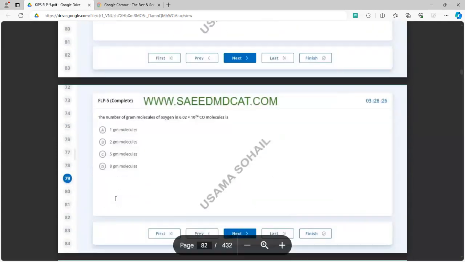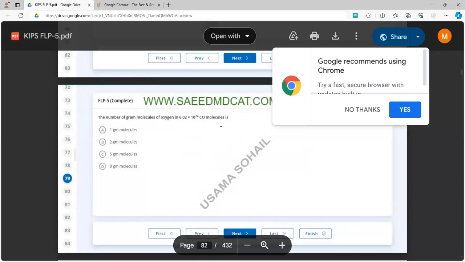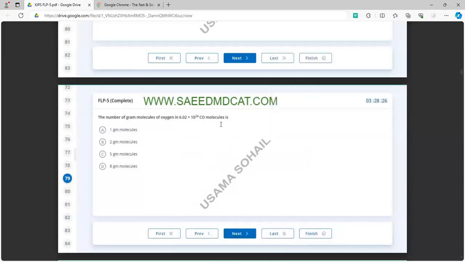Now, in question number 79, you know that to calculate the number of atoms in a molecule, we multiply the number of moles by 6 times 10 power 23. Over here they've written 6 times 10 power 24. This means that there are 10 extra molecules of carbon monoxide. When we divide it by its respective Mr, the answer will be C.